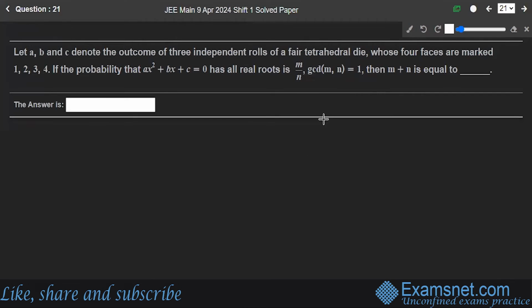So, very first thing, you have the equation ax square plus bx plus c is equal to 0. For its real roots, the discriminant, which is b squared minus 4ac, should be greater than or equal to 0. So here, A, B, C denote the outcome of the three independent rolls of the tetrahedral dice whose faces are marked as 1, 2, 3, 4.